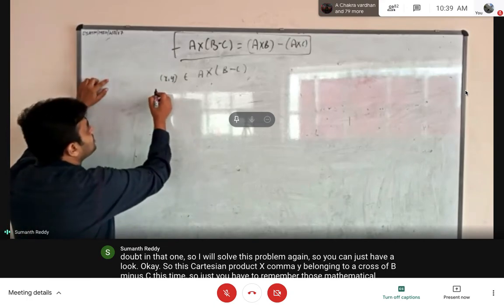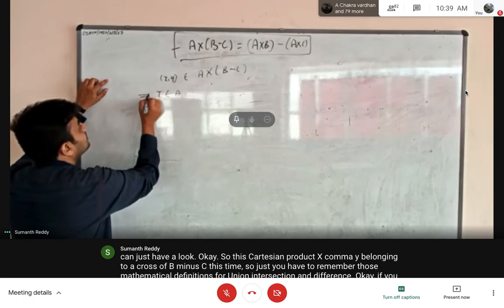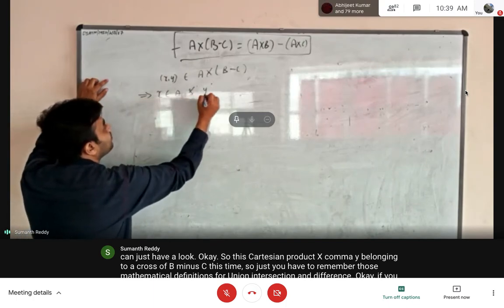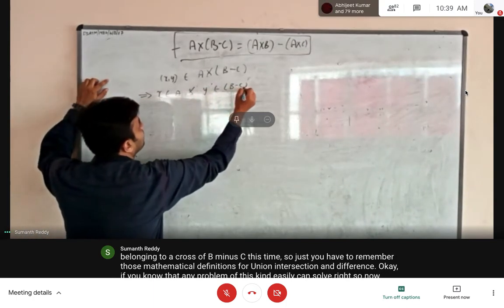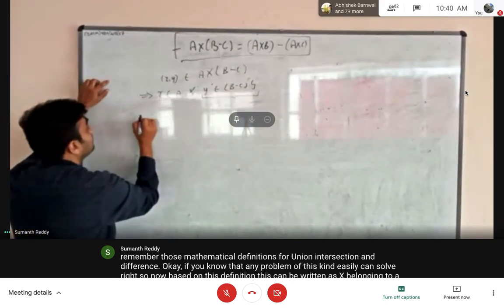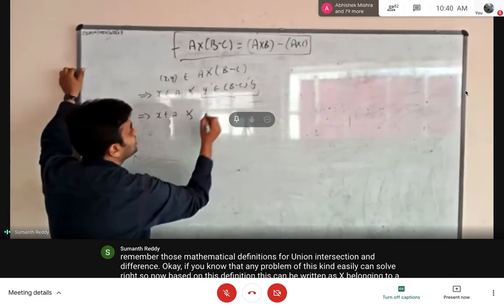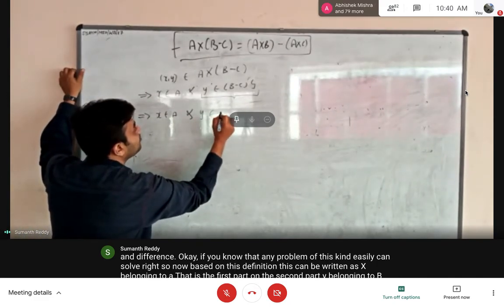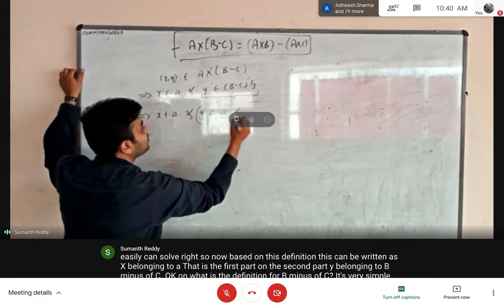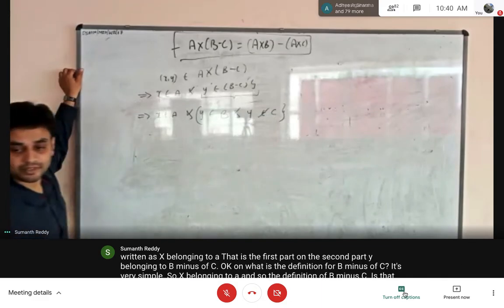So now, based on this definition, this can be written as x belonging to A, that is the first part, and the second part y belonging to B minus C. Okay, and what is the definition for B minus C? It's very simple. So x belonging to A, and the definition of B minus C is that particular element y belongs to B. And what is the second condition? y does not belong to the second set, that is C, right?